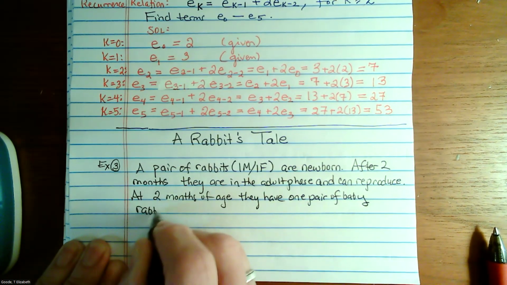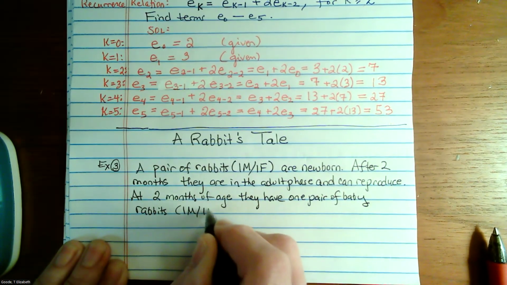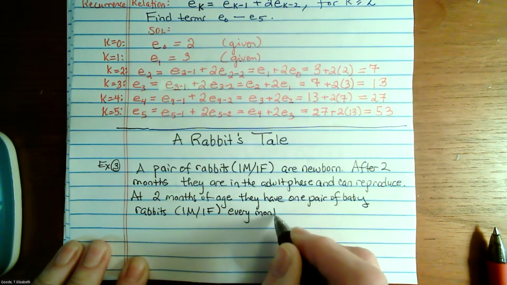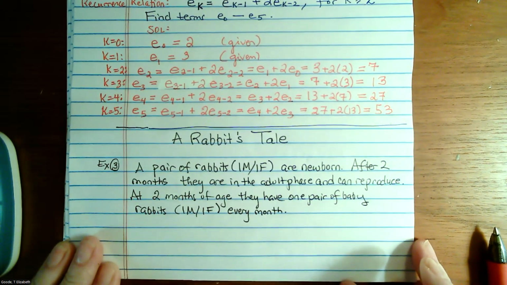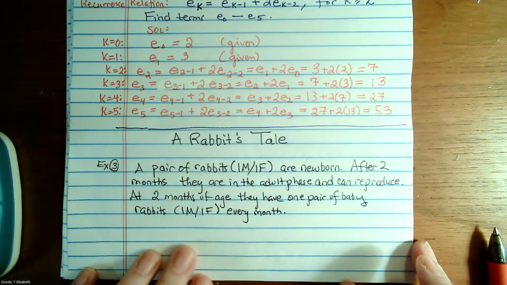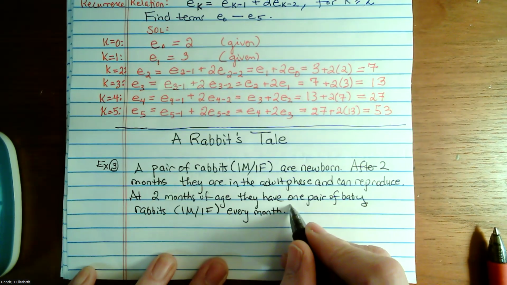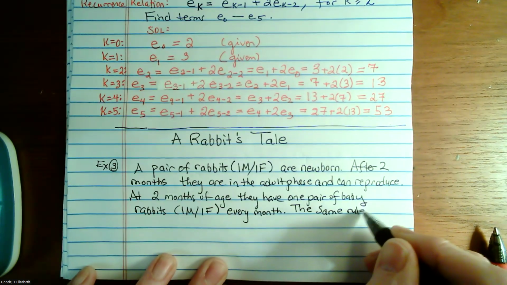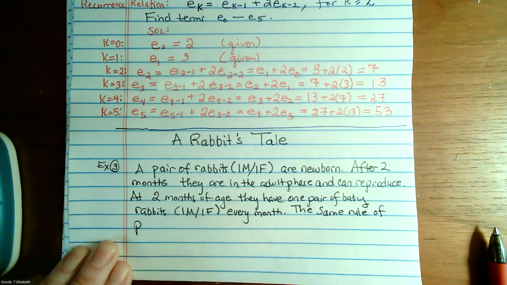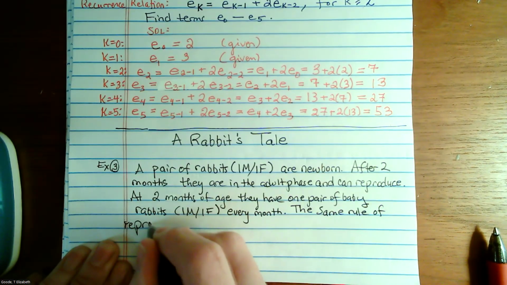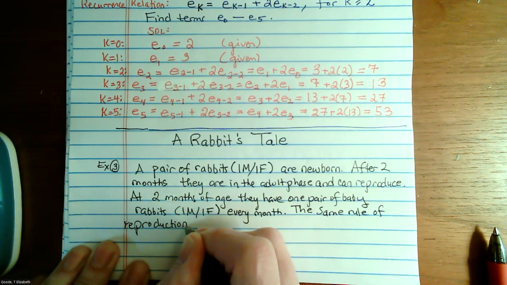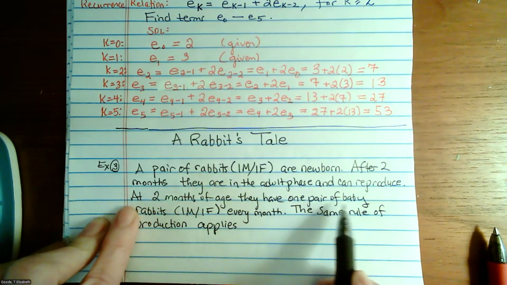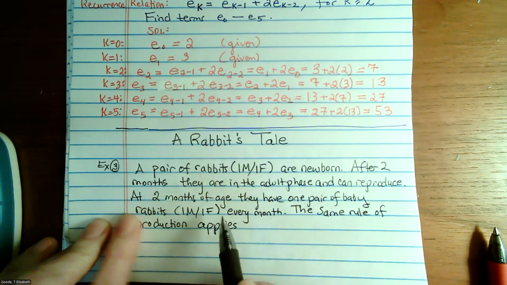One male, one female. So definitely not realistic, but still fun. Every month, starting at 2 months, they have one pair of rabbits every month, one male, one female. And the same rule of reproduction applies to all offspring. So once they get to be 2 months old, they have one pair of baby rabbits every month, one male, one female.